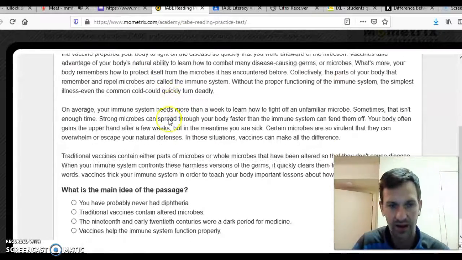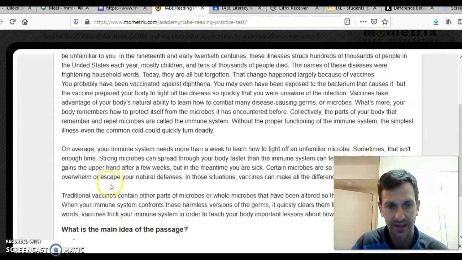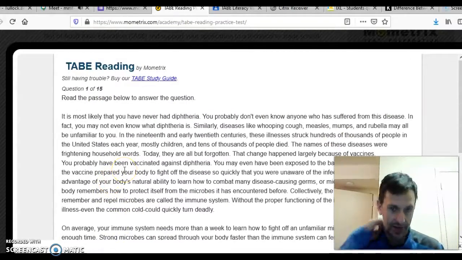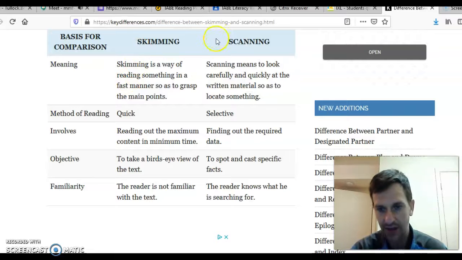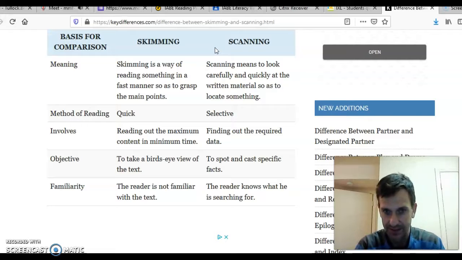Oh, there's a whole lot. Alright, what's the main idea of the passage? Wow, okay, so what are we going to use? Are we going to skim this? We're running out of time. Remember, for all intents and purposes, if we have the time, let's read the passage. So our first question, we're going to read the passage.